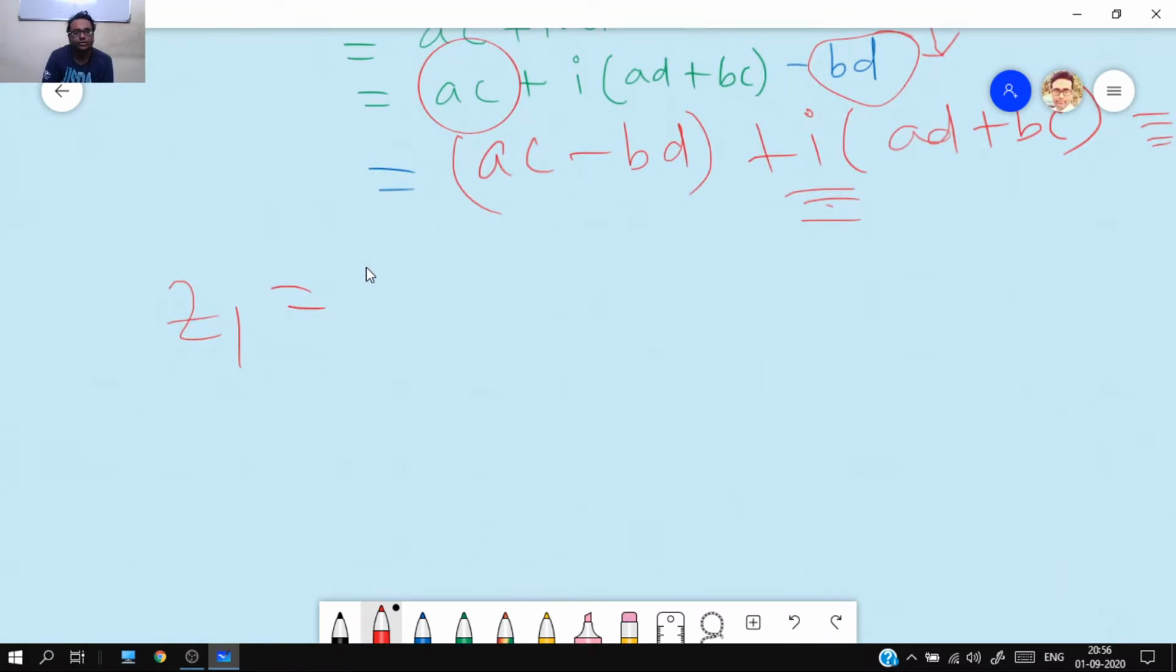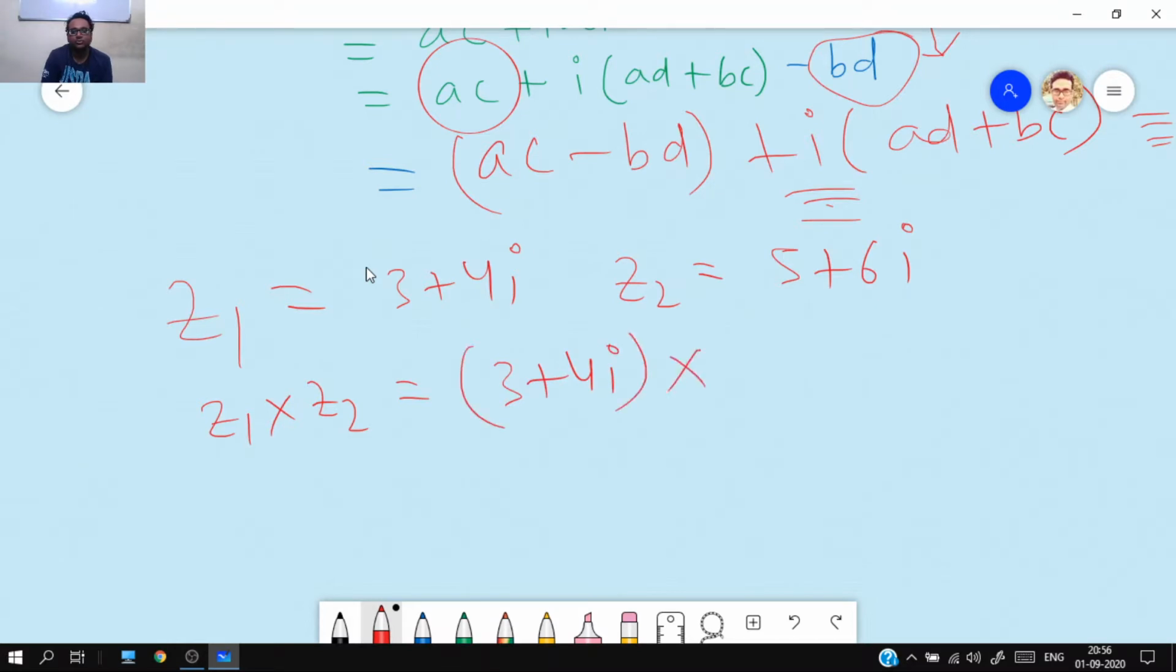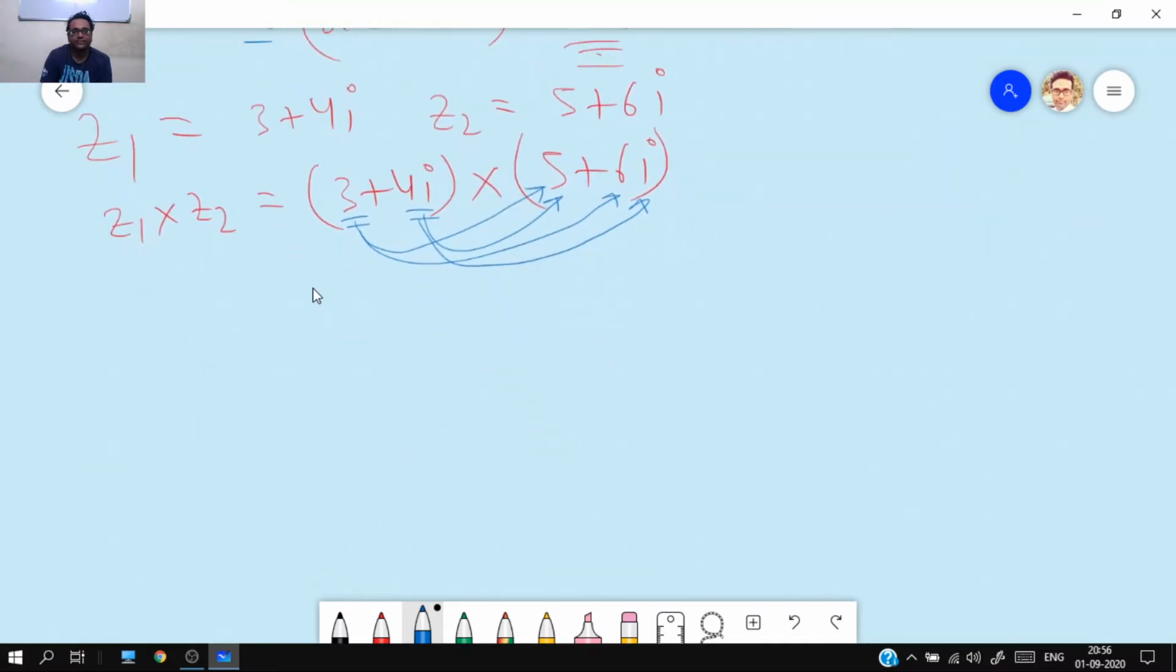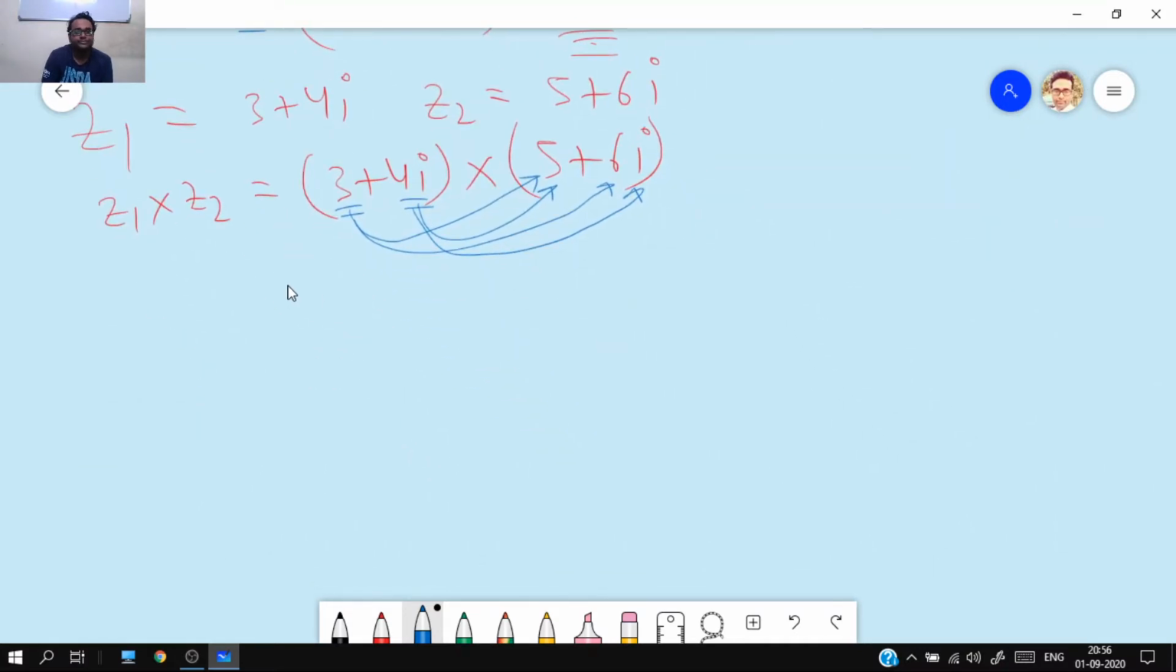z1 is equal to 3 plus 4i and z2 is equal to 5 plus 6i. z1 into z2, that is equal to 3 plus 4i into 5 plus 6i. No need to remember any formula. Multiply 3 with 5, multiply 3 with 6i, multiply 4i with 5 and multiply 4i with 6i. The same method which we have learned in our previous classes.